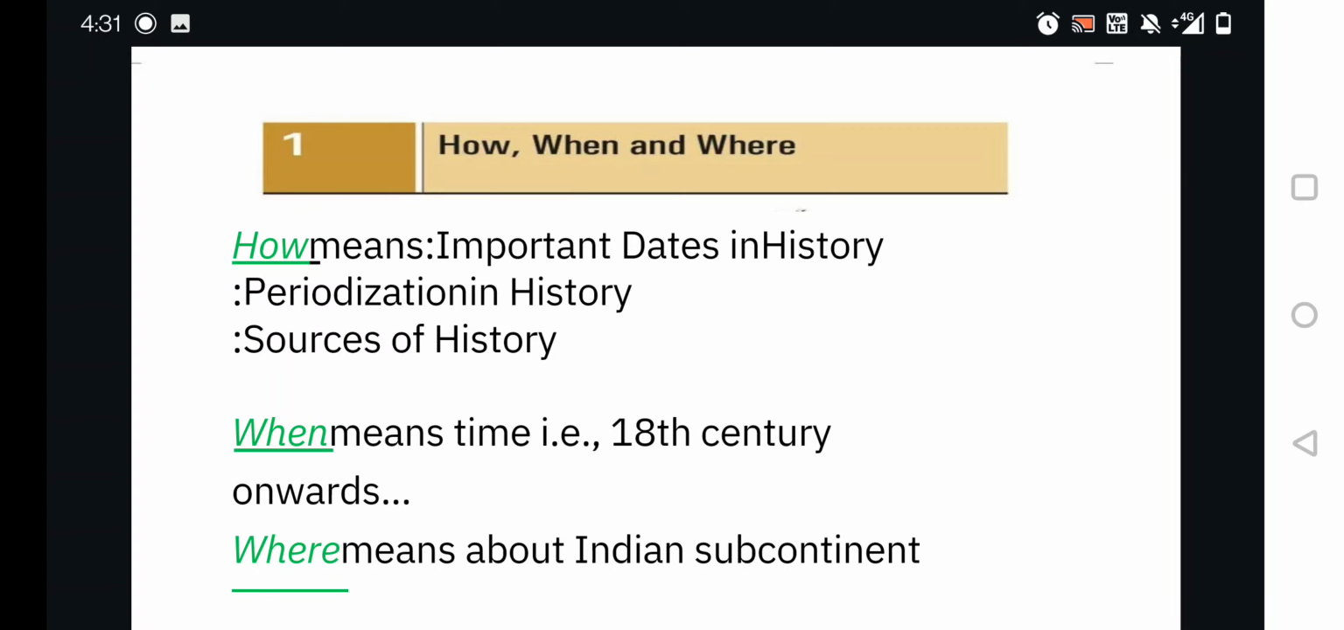Okay, how means the sources and important dates in history, which is actually the periodization. We'll see how time has been periodized, and how history has been known, like what were the sources for history. Then we'll be talking about when, which means which time period we are going to start with. So it's the 18th century. And where means we are going to talk about the history of the Indian subcontinent. So these are the three things which you have to understand from here.